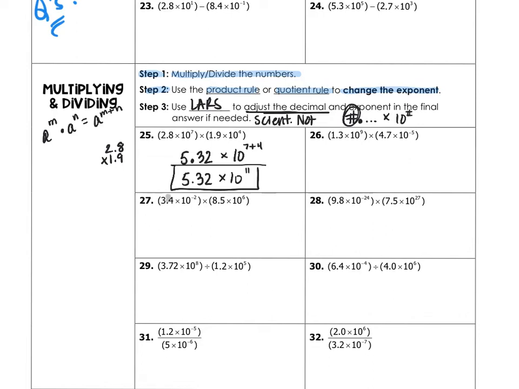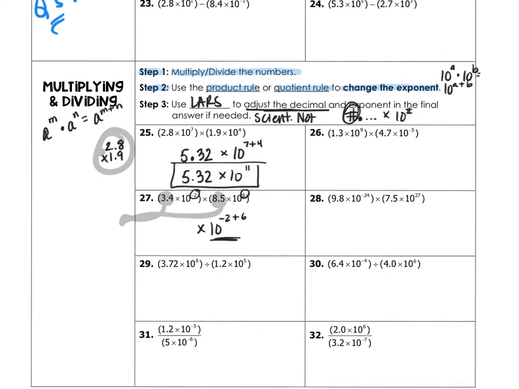So you again multiply the numbers. So you pull off to the side of your paper and multiply those decimals. And then you do the product rule, -2 plus 6 for this one. You do the product rule on the powers of 10. So 10 to the a times 10 to the b equals 10 to the a plus b.